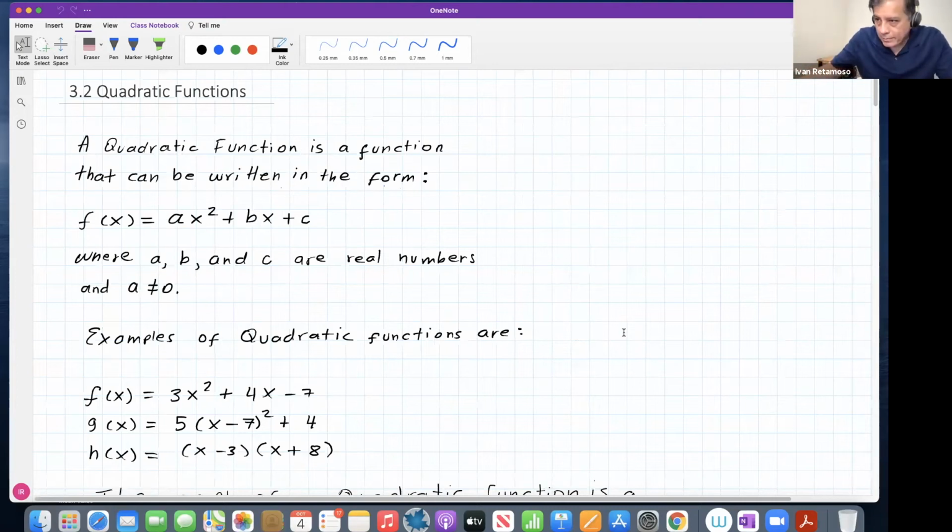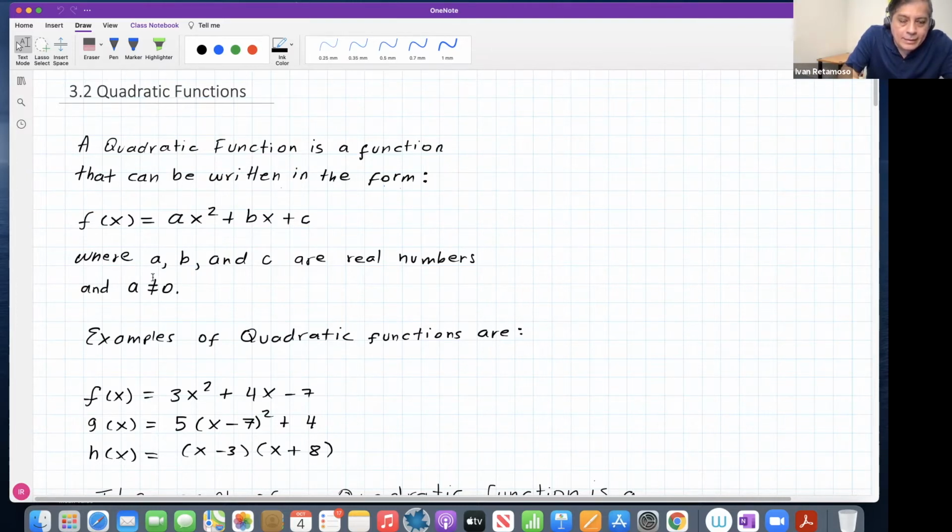Section 3.2. What are quadratic functions? Well, quadratic functions are functions that can be written in this form: f of x equals ax squared plus bx plus c, where a, b, and c are real numbers. A is a real number, but it cannot be zero.